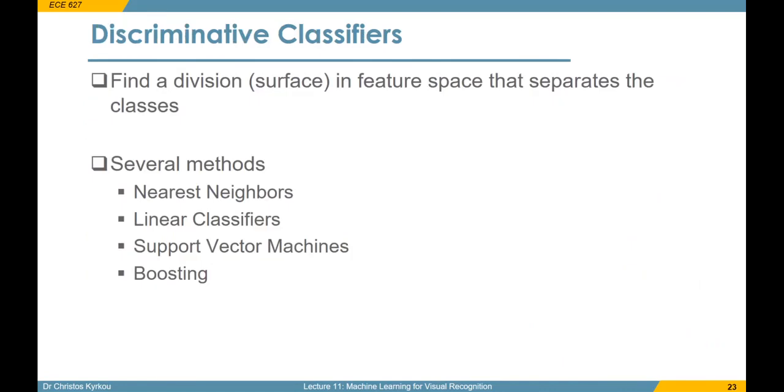So the job of discriminative classifiers is to find a decision boundary, a surface to separate the classes in the feature space. There are several methods that we can use to do that. We saw nearest neighbors in the previous class. We talked a bit about linear classifiers, and today we're going to talk more about support vector machines and boosting methods.